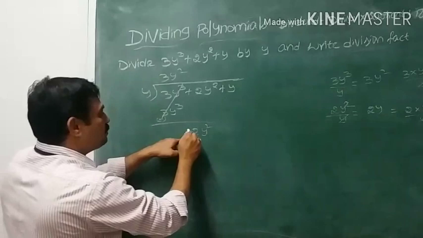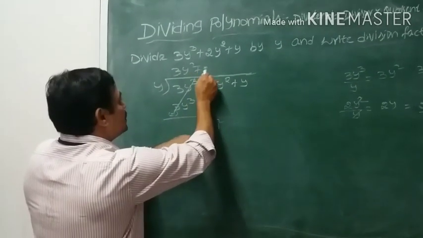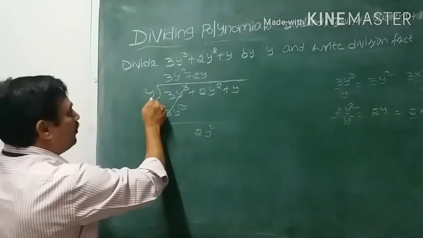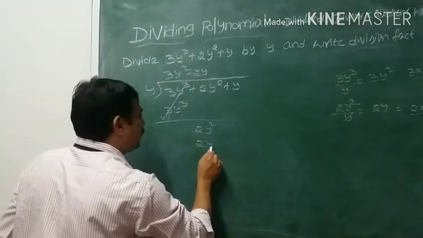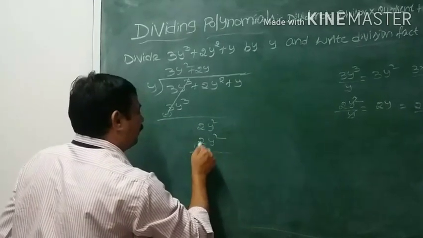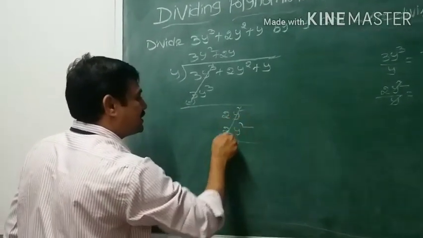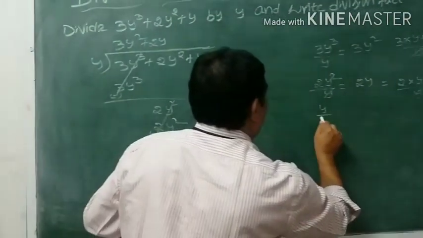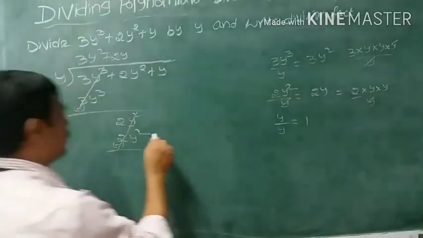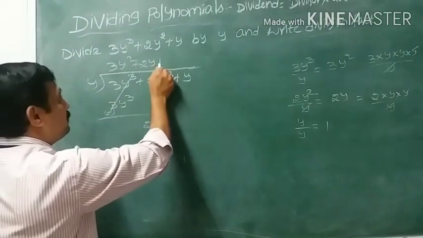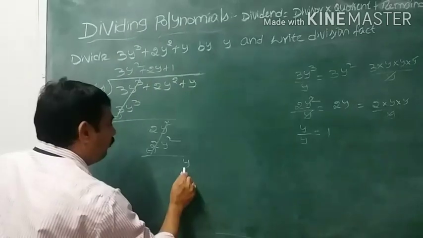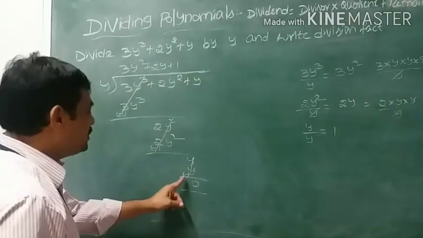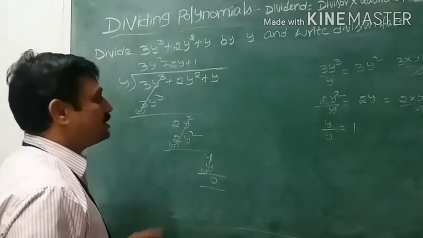Now here there is no symbol, means plus. So here also we have to write this plus as it is only. Now see, y into 2y, 2y square. Then change the symbol. Here plus becomes minus. Then another one, y. Now y by y will get 1. Here there is no symbol, means plus, so write the plus as this only. y into 1, y. Here also plus becomes minus. Then remainder will get 0.